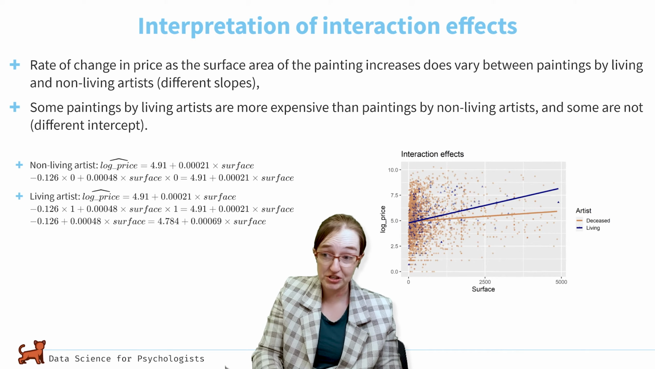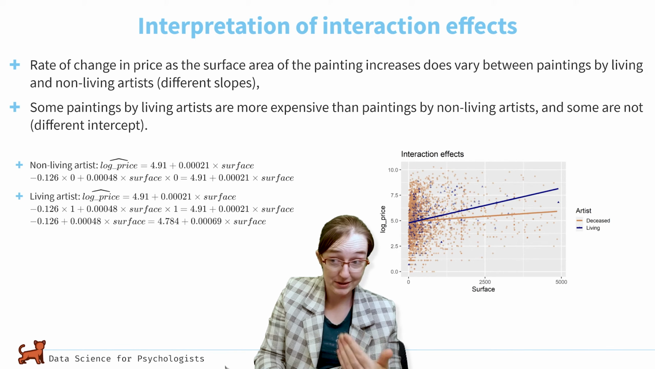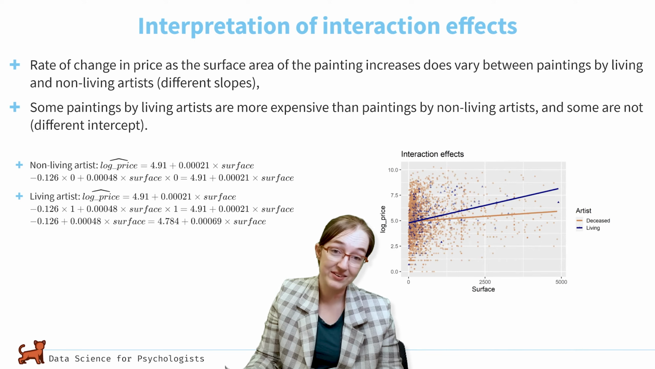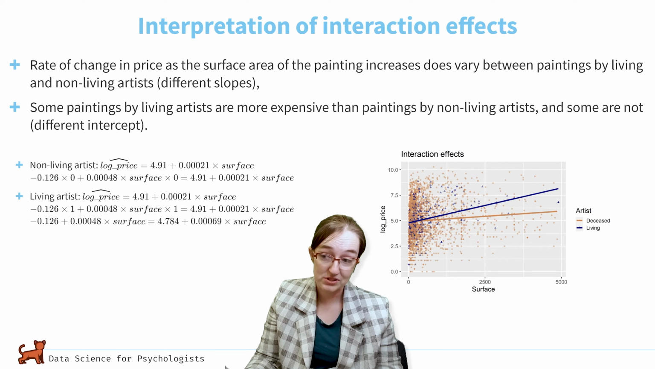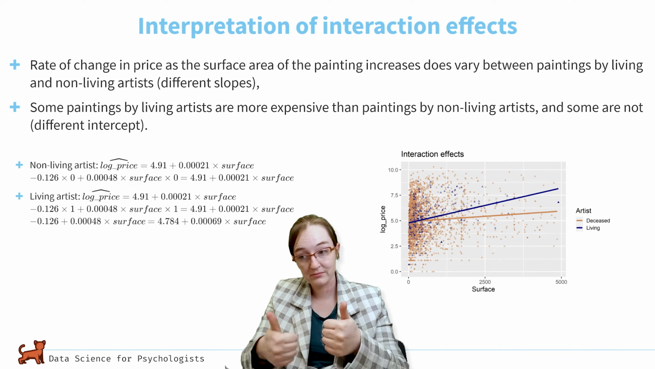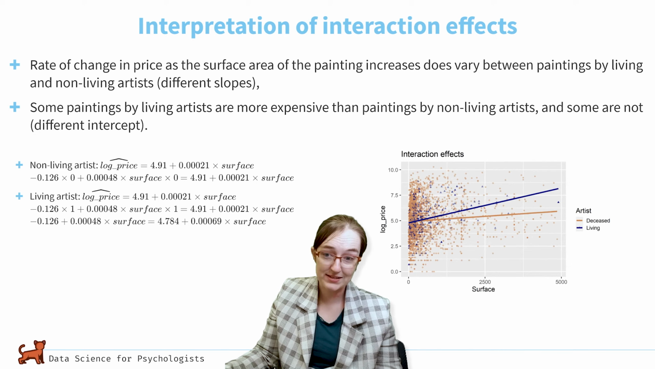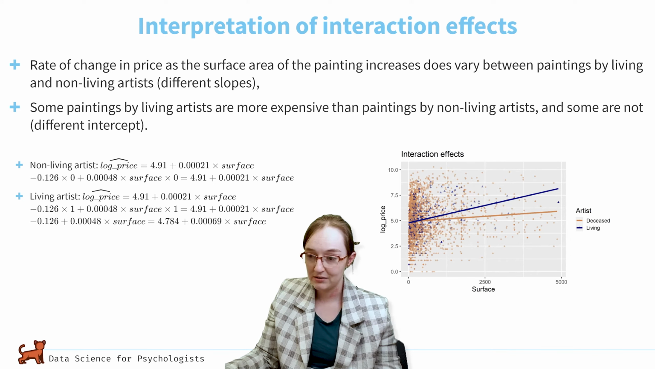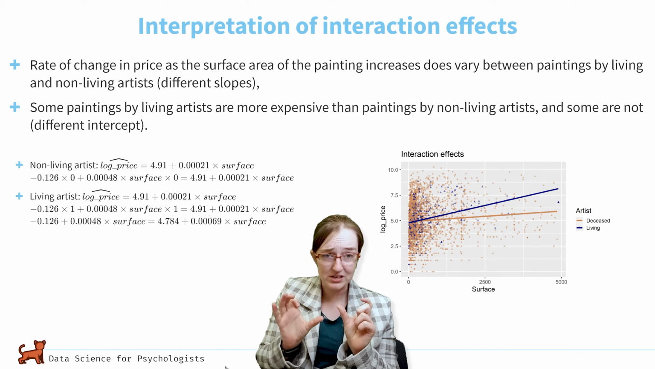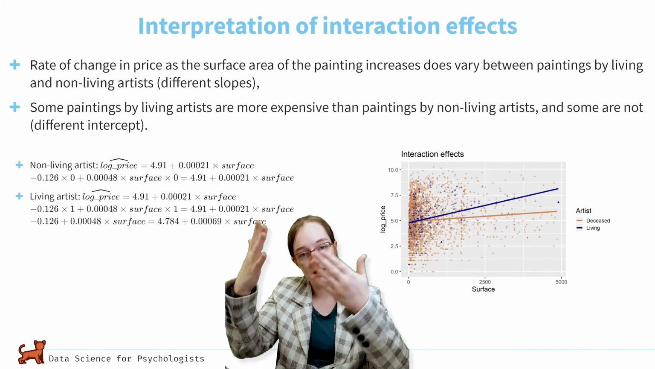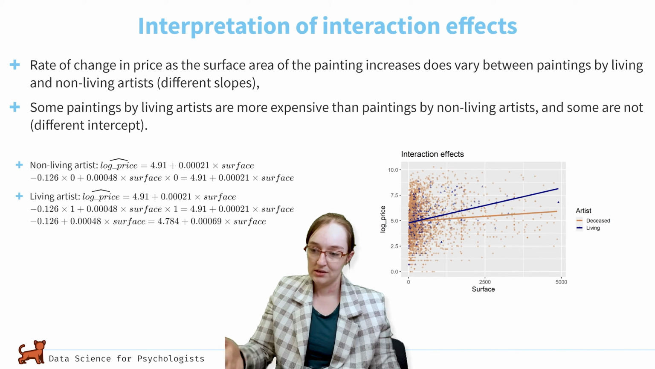Well, the rate of change in price as the surface area of the painting increases does vary between paintings by the living and the dead. So slopes are significantly different. Cool. Some paintings by living artists are more expensive than paintings by the dead, and some are not. Look at the intercepts. So main effects are all the non-multiples. I would recommend plugging them out and calculating them separately to help your intuition, as I've illustrated here.